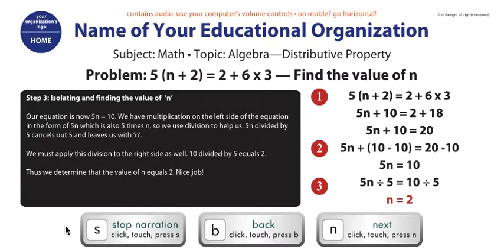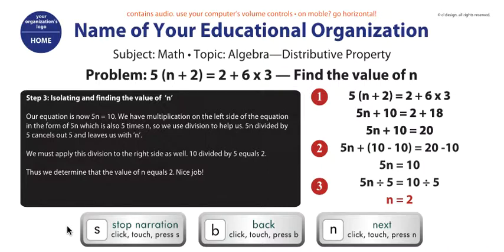Step 3. Isolating and finding the value of n. Our equation is now 5n = 10. We have multiplication on the left side of the equation in the form of 5n, which is also 5 times n. So we use division to help us. 5n divided by 5 cancels out 5 and leaves us with n. We must apply this division to the right side of the equation as well. 10 divided by 5 equals 2. Thus we determine that the value of n equals 2.